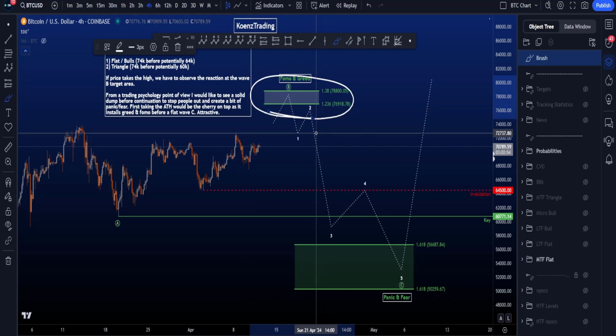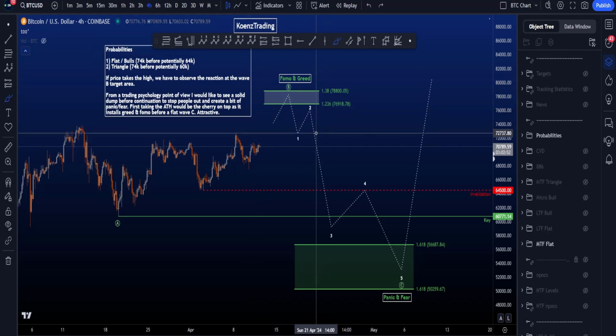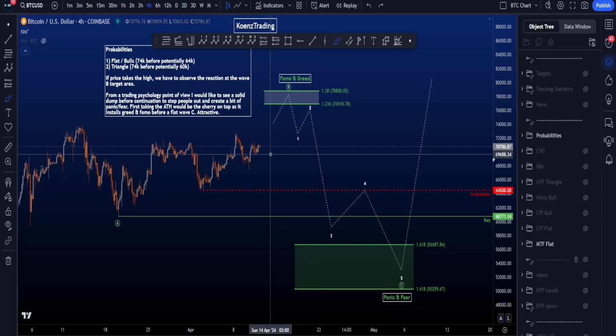of resistance. Like we always say, we want to see proof of support, proof of resistance, not YOLO, FOMO, and catching knives, unless that's part of your plan, right? So let's see what price is going to give us today.